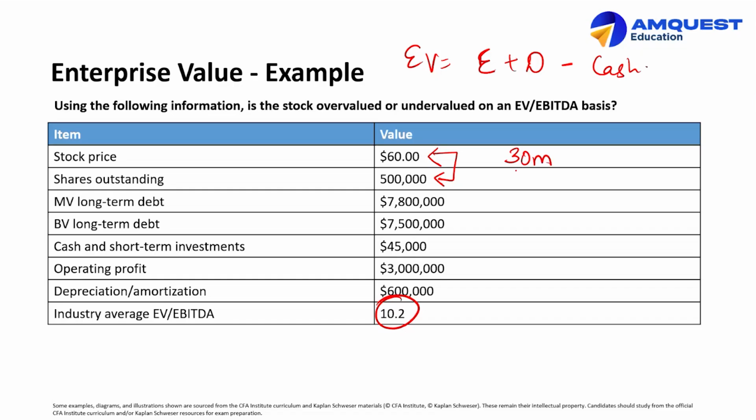डेट का मार्केट वैल्यू दिया है, बुक वैल्यू दिया है. We'll obviously take the market value if it is given. So plus 7.8 million. We have to reduce cash. ठीक है, तो इसमें से you reduce cash 0.045. So if you solve this, इसका आंसर आएगा around 37.75 million. So this is my EV.